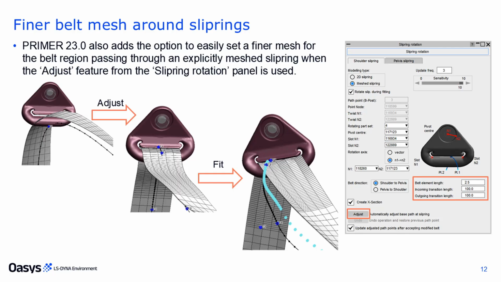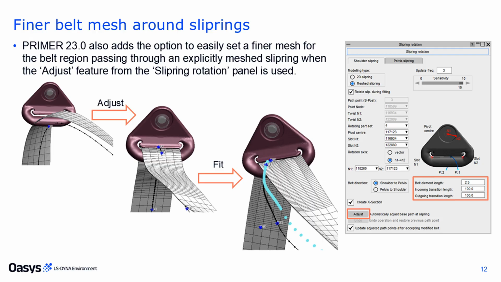Another update made in version 23 is the option to set a finer mesh for the belt section passing through an explicitly meshed slip ring, applied automatically when the Adjust feature in the slip ring rotation panel is used. You can define the belt element length for that section, plus an incoming transition length and an outgoing transition length.